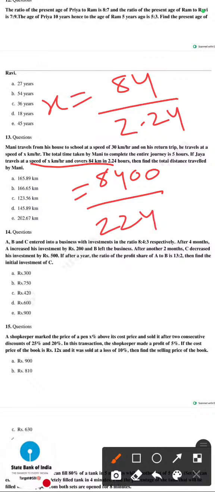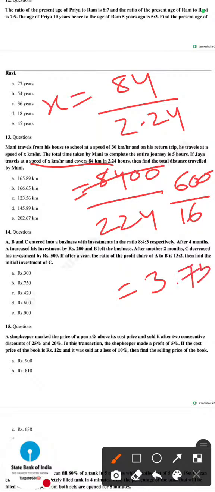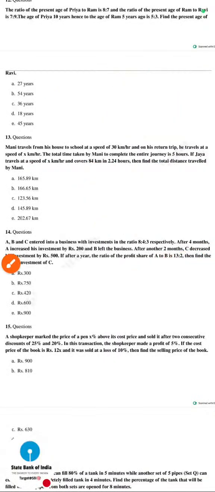So it will be 16 threes are 48 and 75. So we get 37.5 as the value for x. Sorry, this is 37.5. So the x value we got is 37.5.